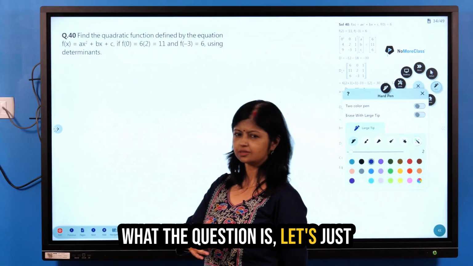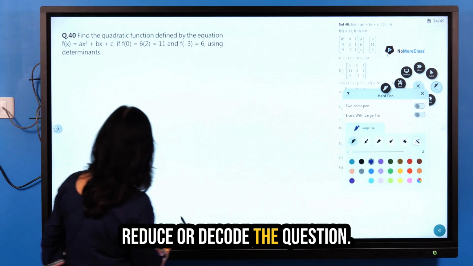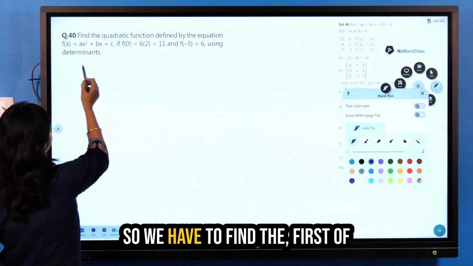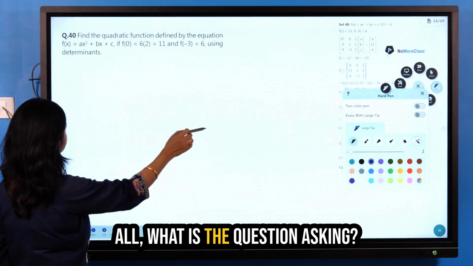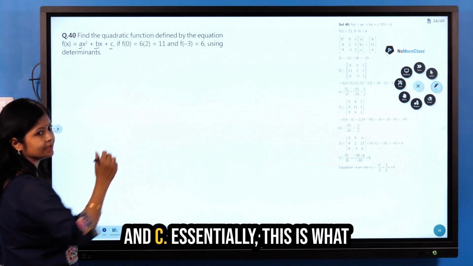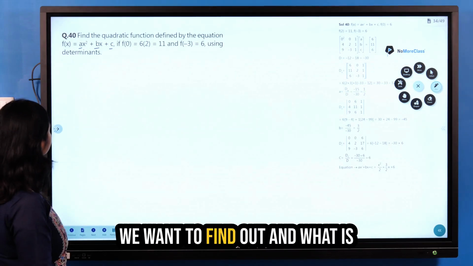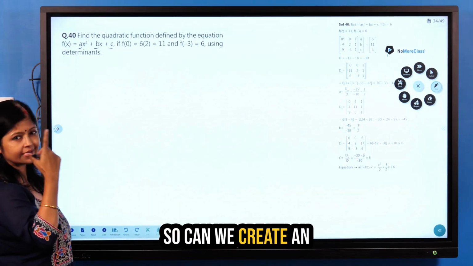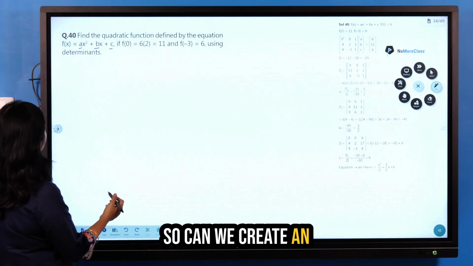What the question is, let's just decode the question. First of all, what is the question asking? We have to find the equation, meaning we have to find the value of a, b, and c. Essentially, this is what we want to find out. And what is given to us are these three things. So, can we create an equation from there?